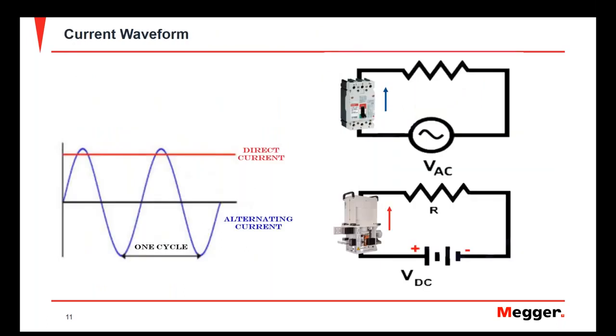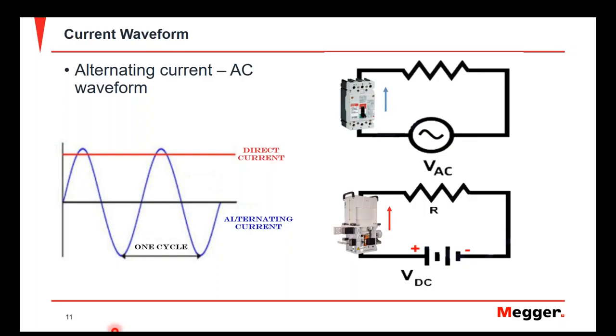Another thing that we need to consider whenever we talk about primary current injection is the waveform that we're going to use whenever we do these primary current injection tests, because different circuit breakers require different waveforms, but we also have different instruments that provide different outputs to be able to satisfy these requirements.